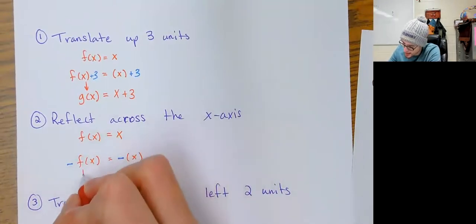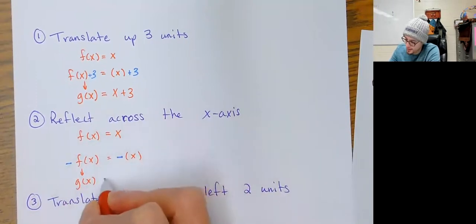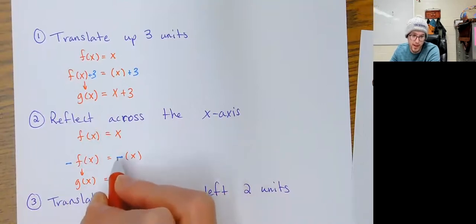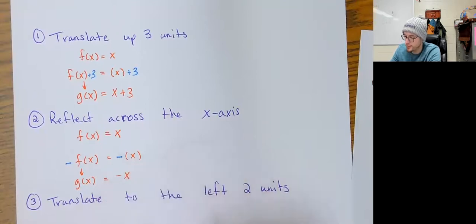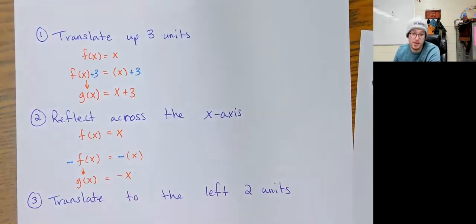On this side, it's just going to become g of x because I've transformed it. On this side, I'm going to simplify algebraically. What's a negative times a positive x? Negative x. Done. That's it. So the transformed function is g of x equals negative x.